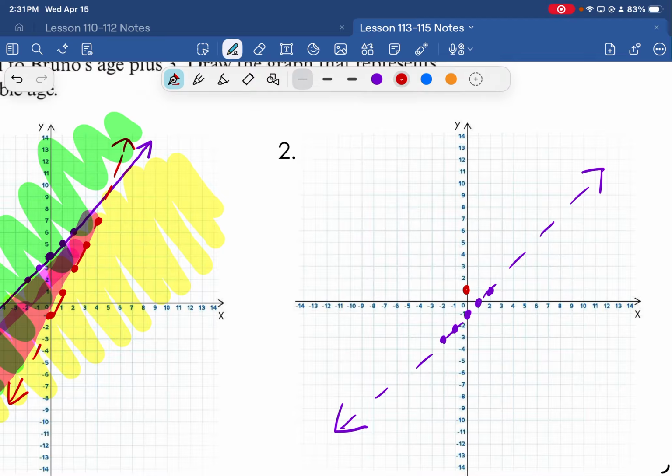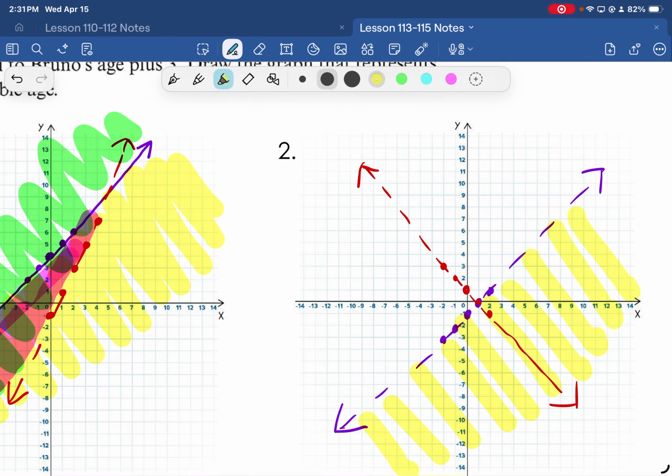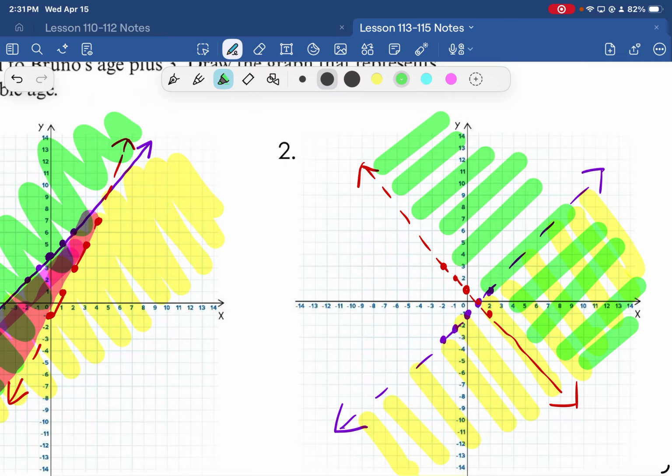This one's a negative slope, so we're going to go in a negative direction. This one is also dashed. Now time for the shading. For my first line, it says to shade below because it's less than, right? And for the other line, it says to shade above because it's greater than. So my final answer is there.